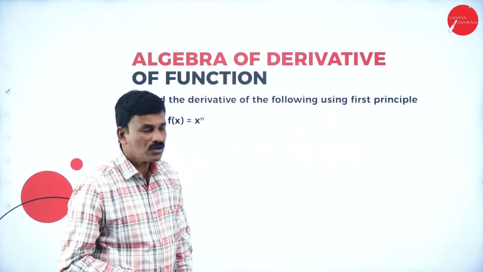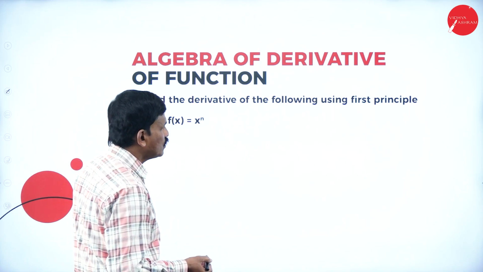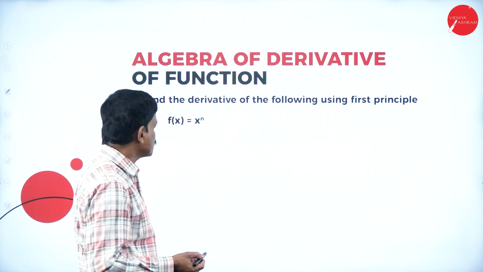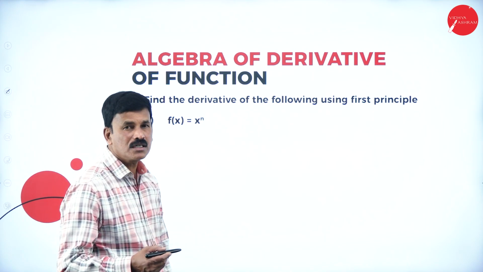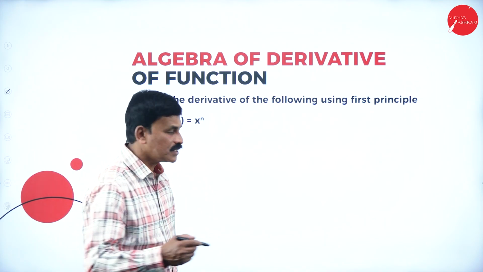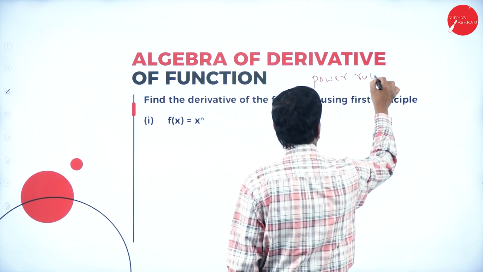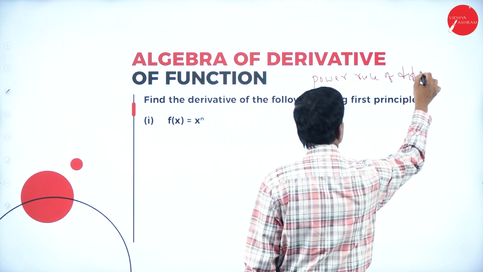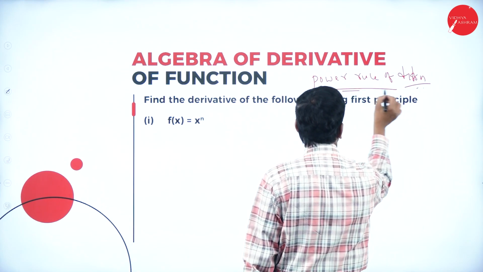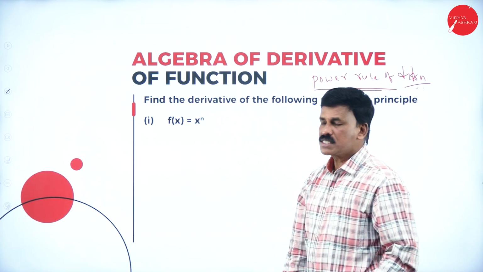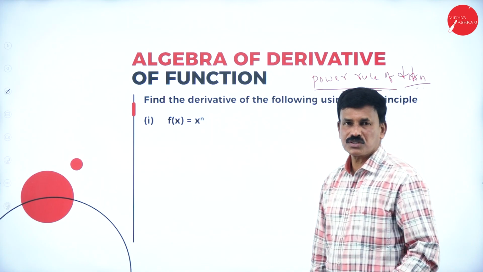Let us come to the next concept. Find the derivative of the following function using first principle. This is called the derivative of the power function. This is called the power rule of differentiation. Now, let us see what is the derivative of x to the power of n.